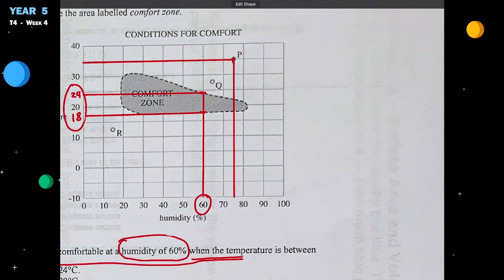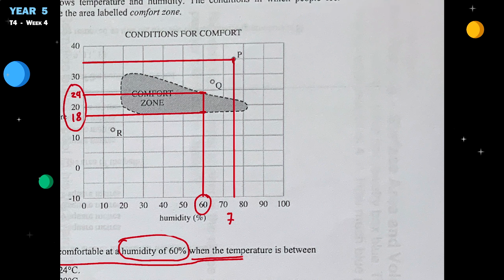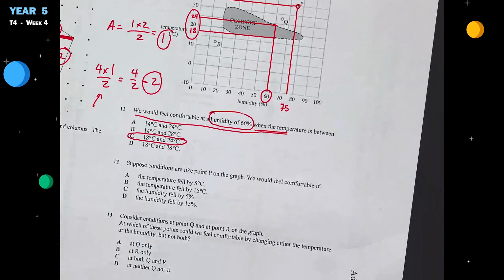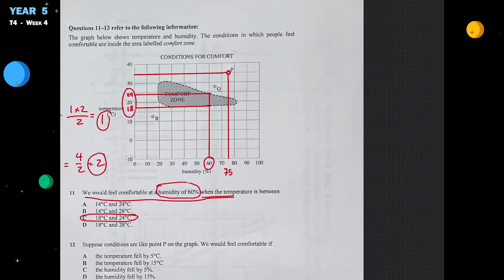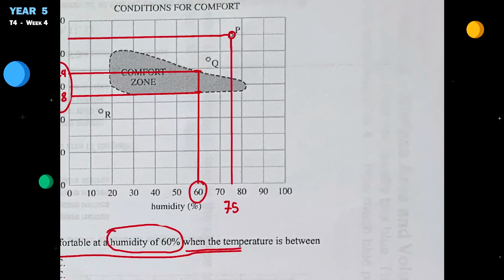The point P has a humidity of 70, maybe 75. The only time you can feel comfortable is point P. You can't feel comfortable, it's outside the comfort zone. Okay, point P is sitting outside of the comfort zone. You're not going to feel comfortable. And it says suppose conditions are like point P in the graph. We would feel comfortable if the temperature fell by 5%. Oh, okay. So how would we get comfortable?